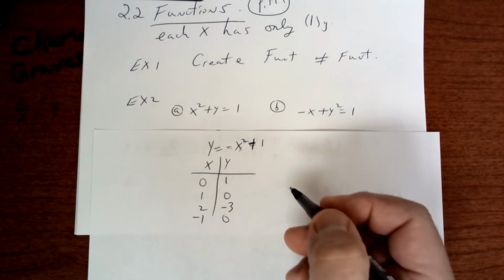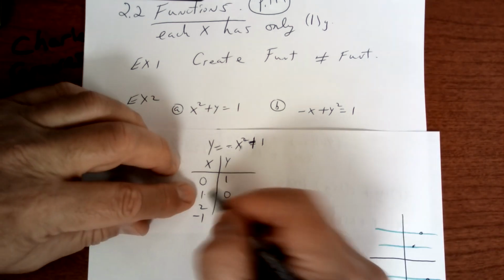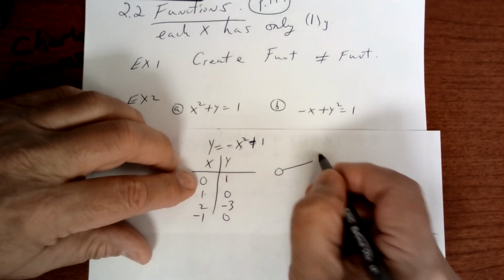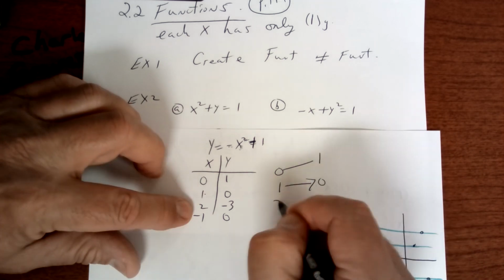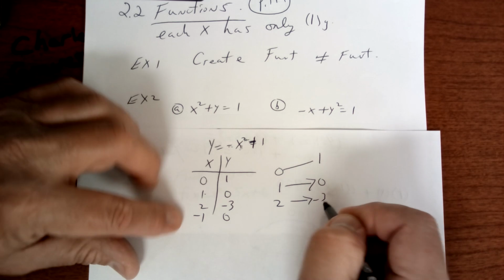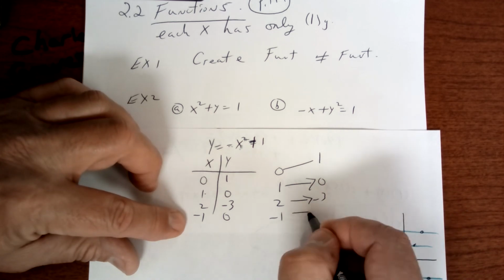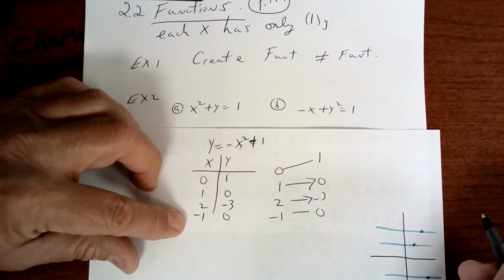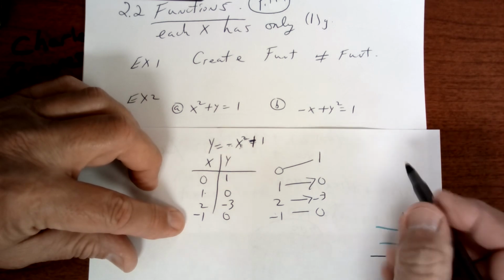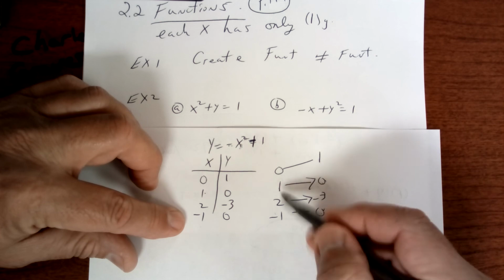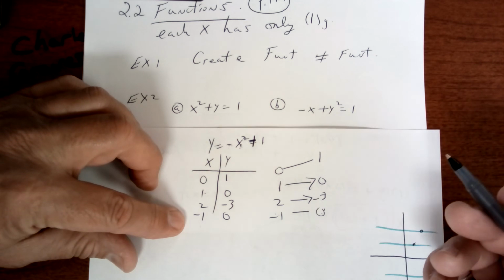So let's see that. This 0 only has 1. This 1 only has 0. This 2 only has negative 3. This negative 1 only has 0. Okay? So each x only has one y. Now these y's have different x's, but that's allowed. This would pass the vertical line test.